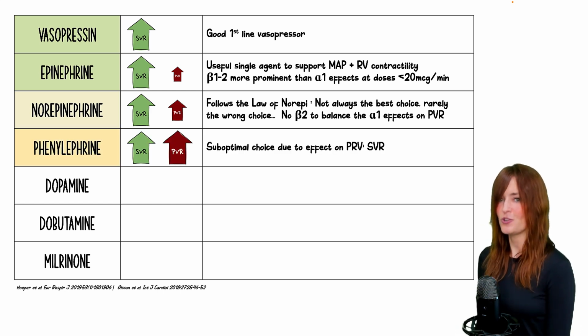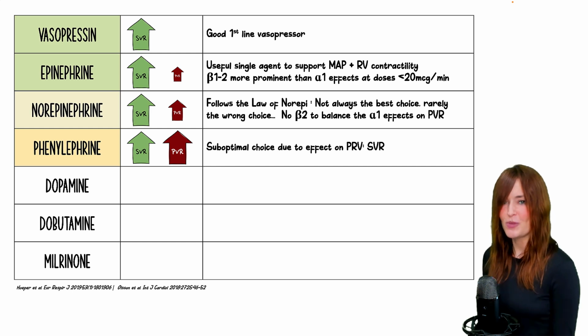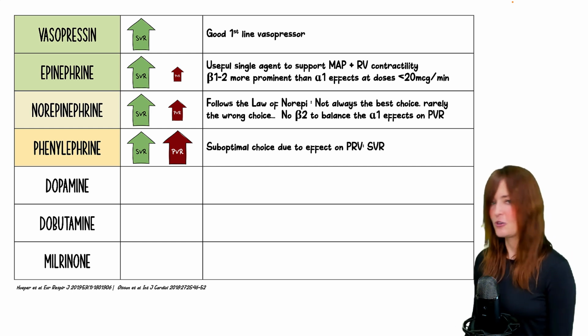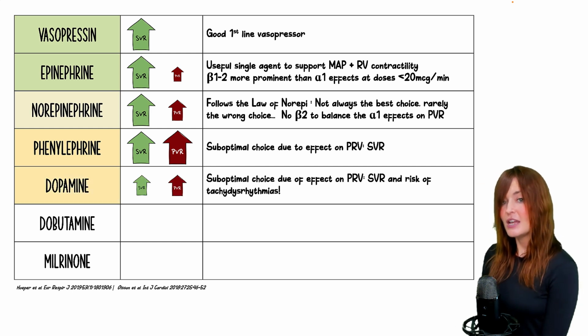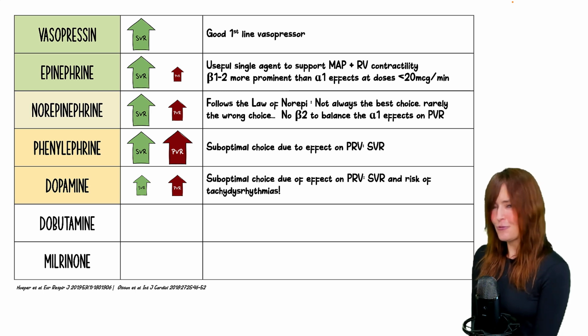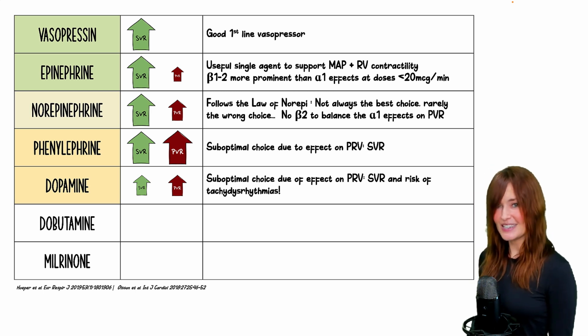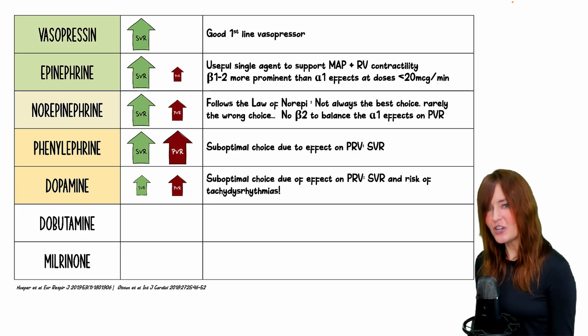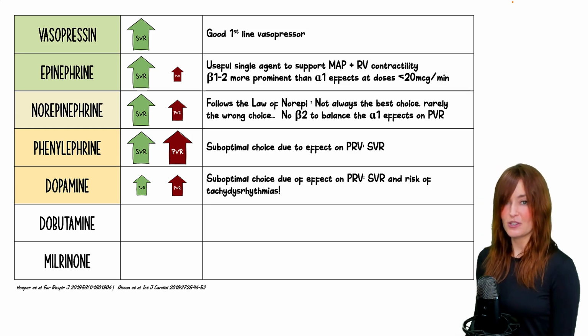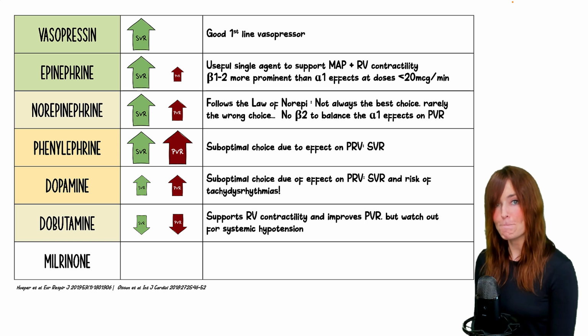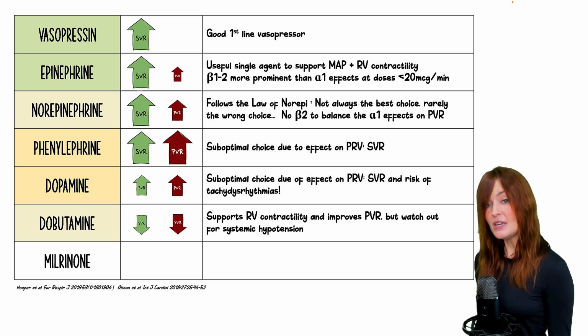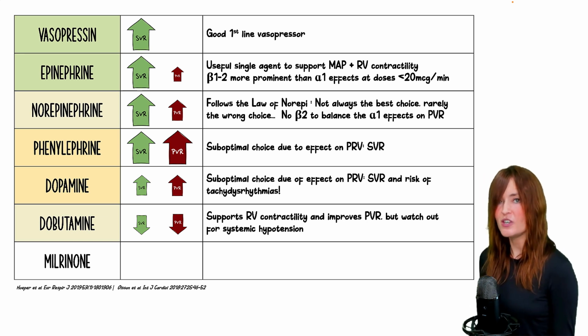Phenylephrine, not a great choice. Doesn't do very good things to your PVR to SVR ratio, not a good choice in pulmonary hypertension. Dopamine. So I don't really like dopamine for almost anything, and including this, because not only does it not do good things to your PVR to SVR ratio, you also now are at increased risk of tachydysrhythmias, which helps you none at all.